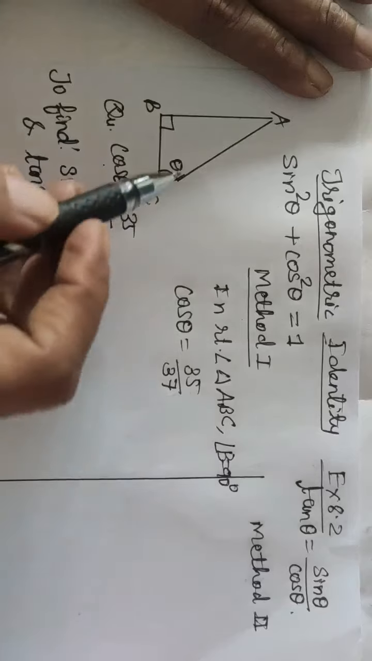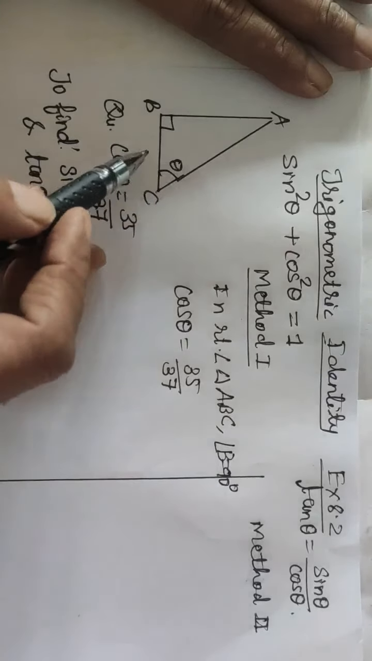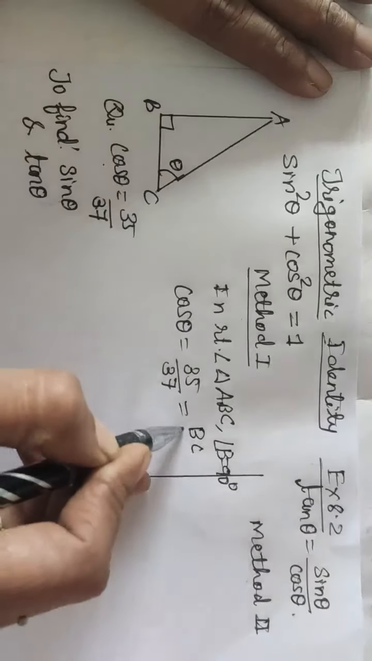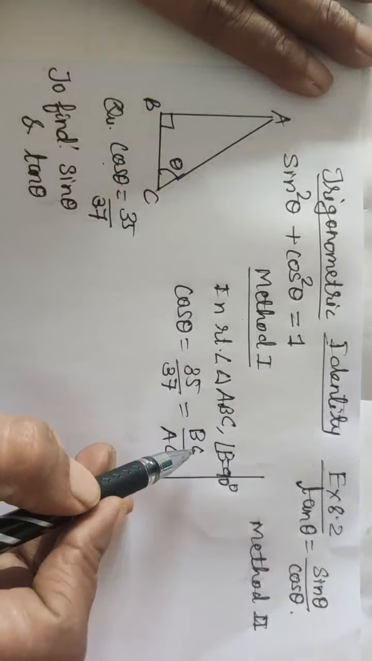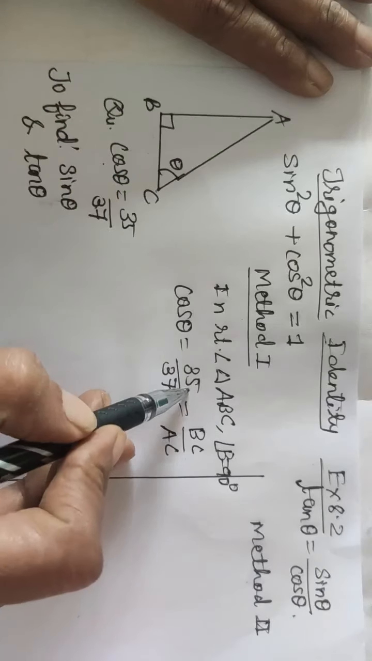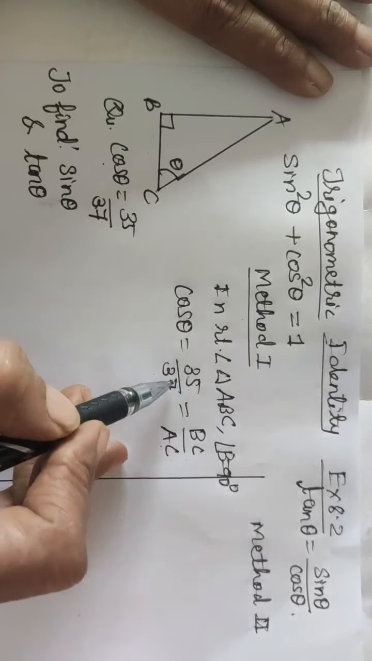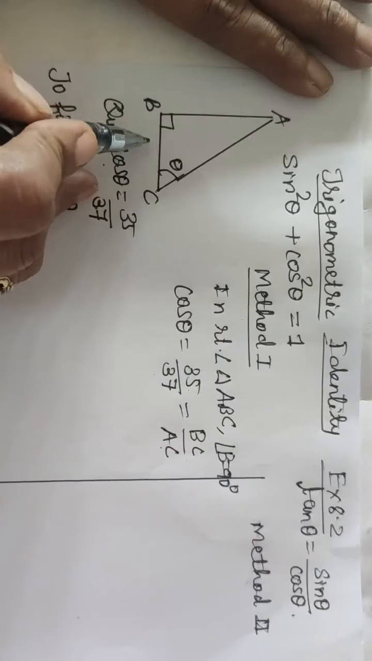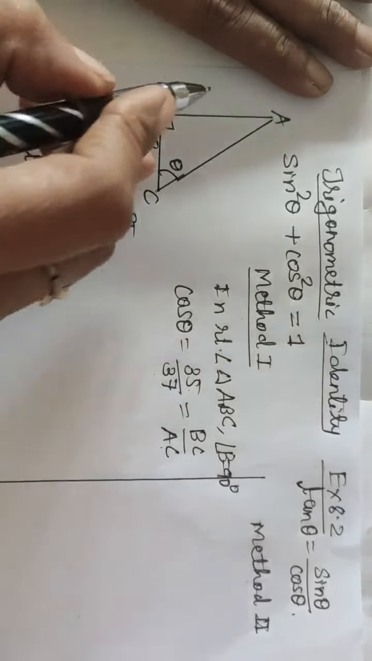Now cos theta, here is theta, so cos theta means what is the ratio? Adjacent by hypotenuse. What is adjacent now? BC. So it will be BC by hypotenuse, which is what? AC. So it means the value of BC is what? 35 and the value of AC is what? 37. So BC you can put in the figure now. Here is BC, so what is it? It stands for 35, and the length of AC is what?